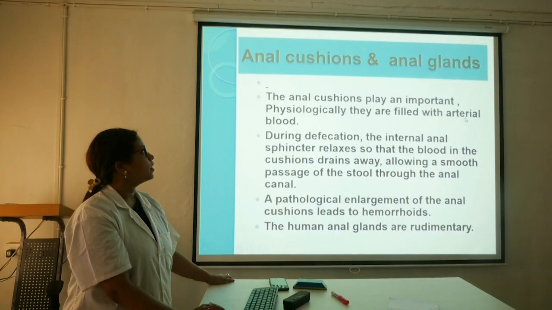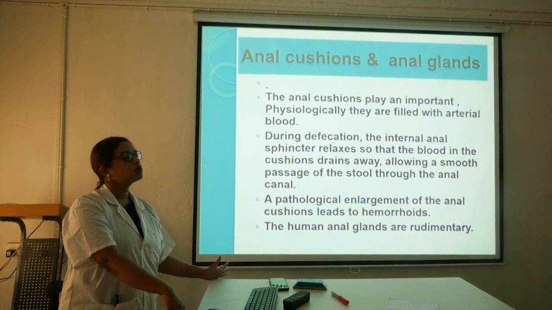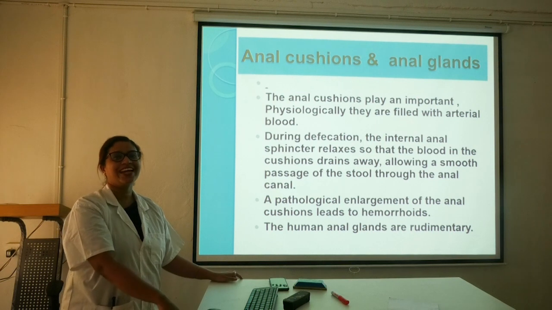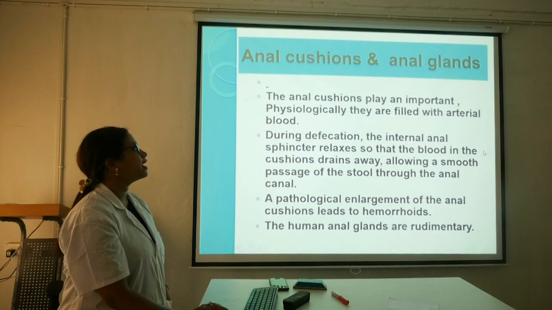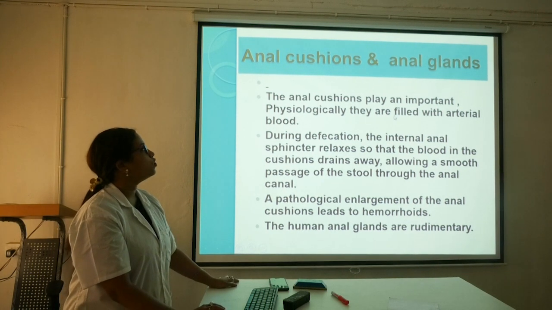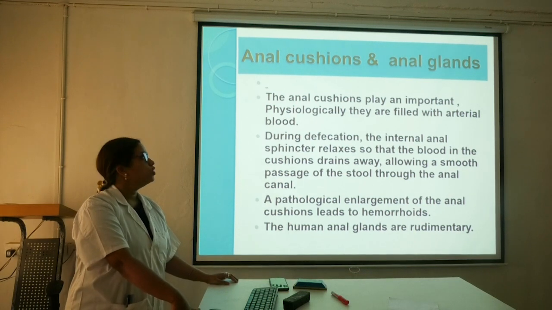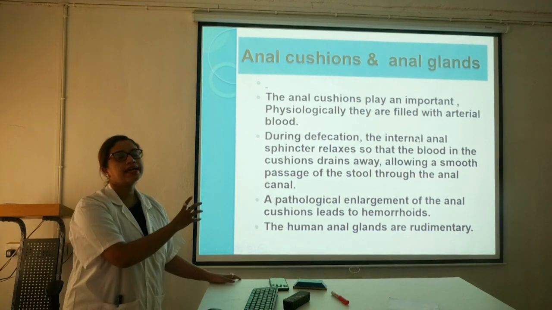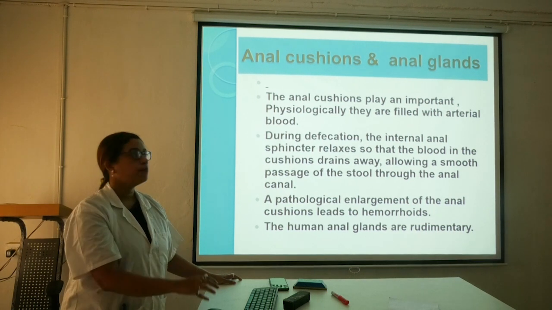So this thing we have already discussed. Now write it down. This is the last slide. What are anal cushions and anal glands? Say last slide and suddenly everyone gets energy, right? So see, this is the anal cushion and anal glands. Anal cushions play an important role physiologically. They are filled with arterial blood. Okay. So it is physiologically filled with arterial blood. It is not that the anal cushion is about fat. These are filled with arterial blood.